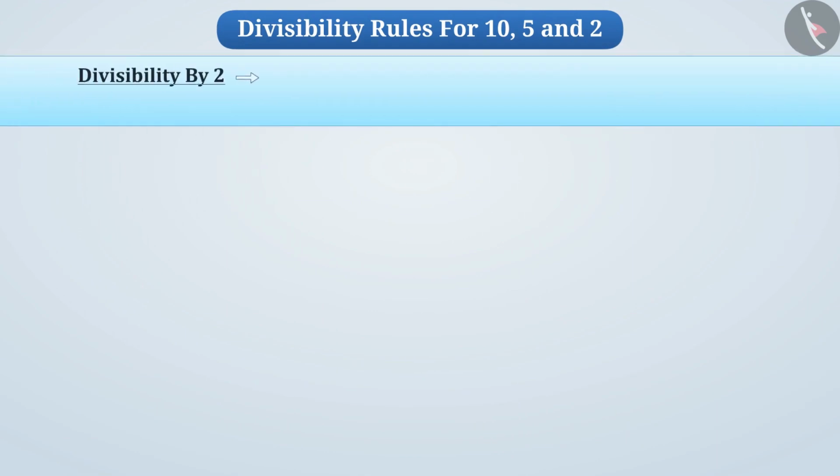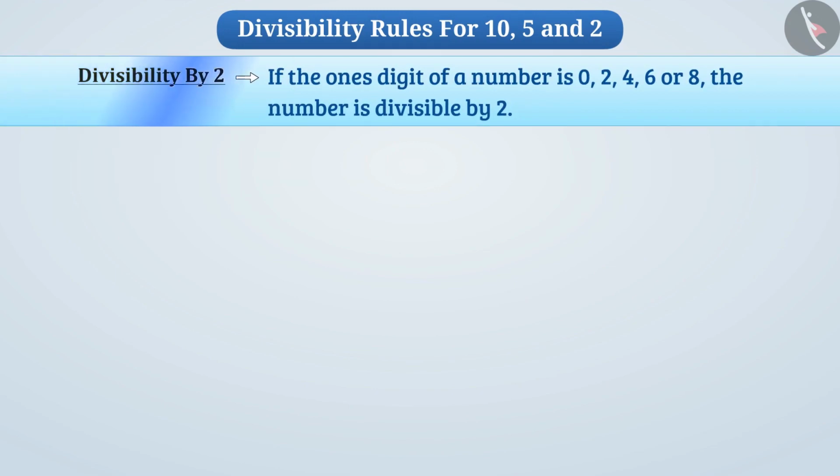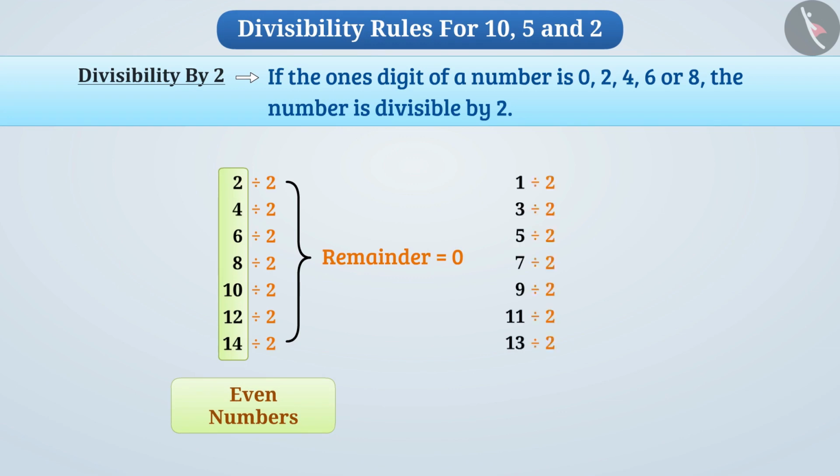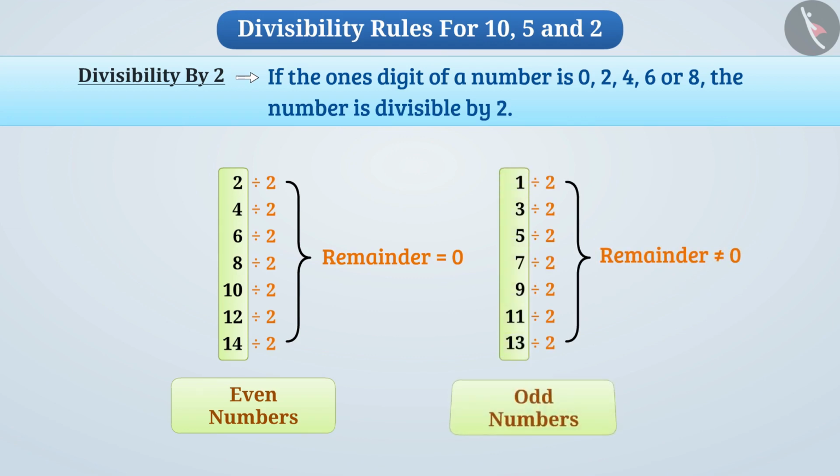Now, let's talk about the rule of divisibility by 2. This rule tells us that if the ones digit of a number is 0, 2, 4, 6 or 8, the number is divisible by 2. Why? Let's discuss. When numbers such as 2, 4, 6, 8, 10, 12, 14, etc. are divided by 2, they give the remainder 0. Such numbers are even numbers. But when numbers 1, 3, 5, 7, 9, 11, 13 are divided by 2, they do not produce the remainder 0. We call such numbers odd numbers. At the ones place of even numbers, we see one of the digits 0, 2, 4, 6 or 8. But in the case of odd numbers, the ones digit is 1, 3, 5, 7 or 9.